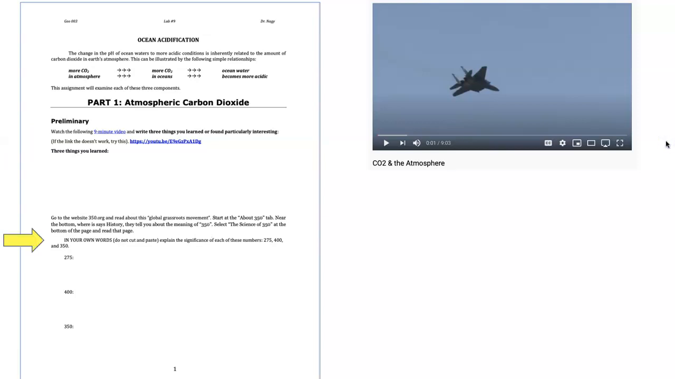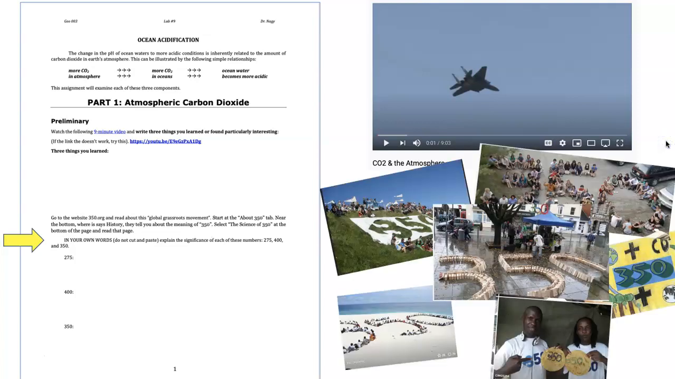Next, you're going to go to this website called 350.org and you're going to try to find out what these numbers mean: 275, 400, and 350, which is what the website is named. I think it'll become pretty clear pretty quickly what that number is all about. It's an international organization, and it really is an important site.